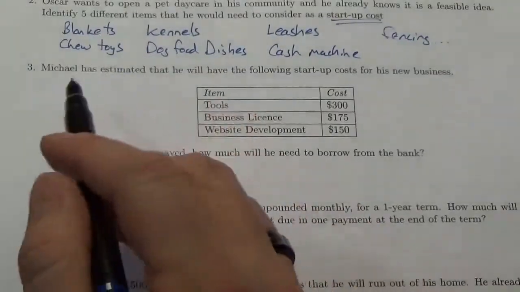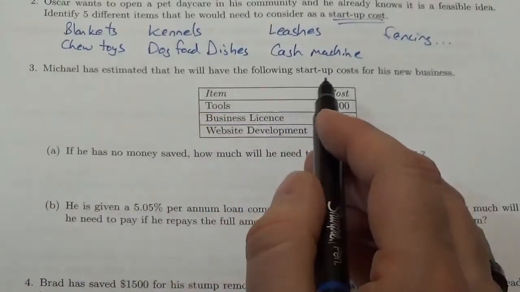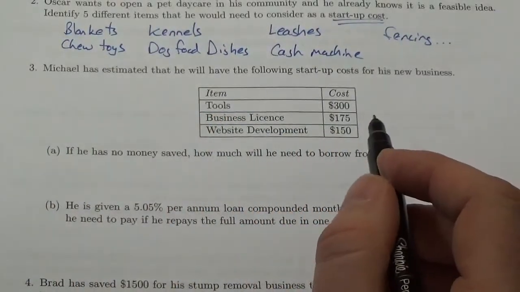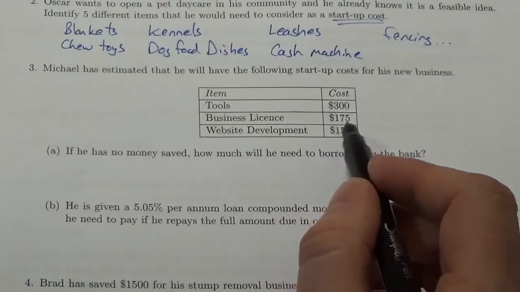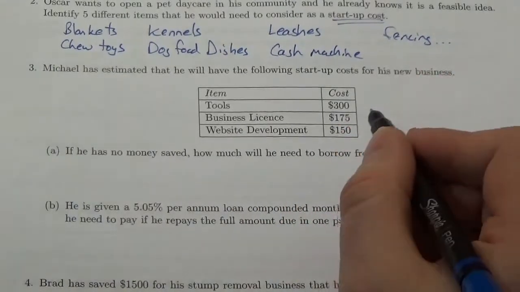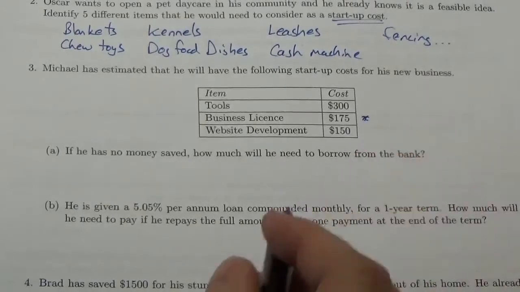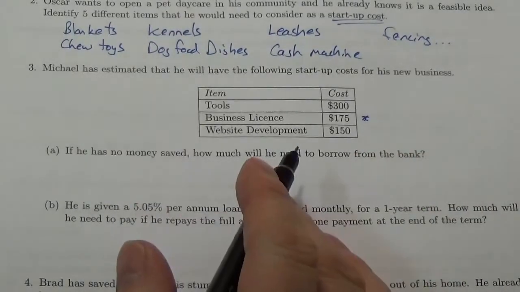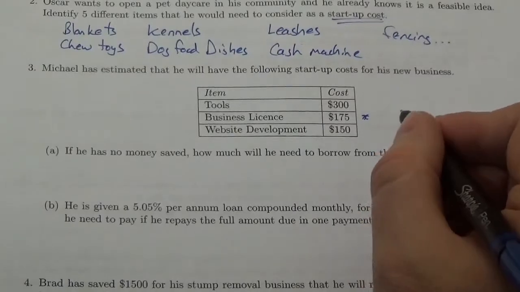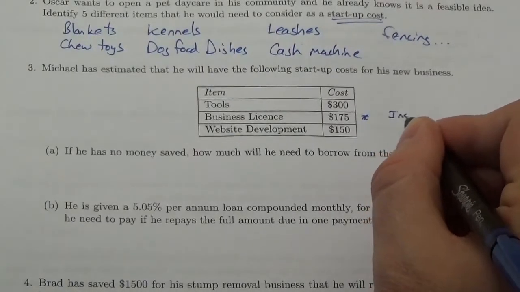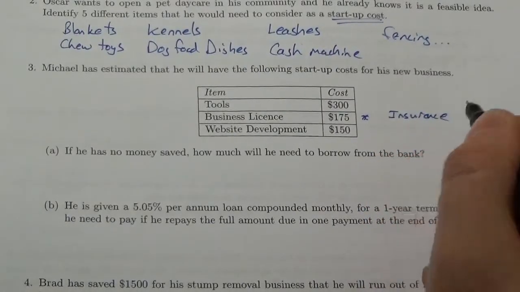Okay, so our next question says, Michael has estimated that he will have the following startup costs for his new business. Okay, so tools will cost him $300, business license costs $175. And see, now here's another thing that you've got to watch out for. Business license. Government, city needs to know that you're operating a business. You need to have a license to do that. By the way, there's other costs associated with stuff like that, like insurance.